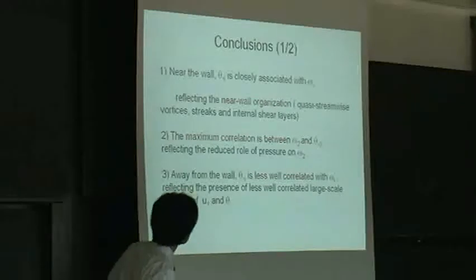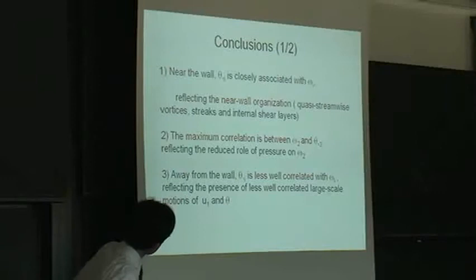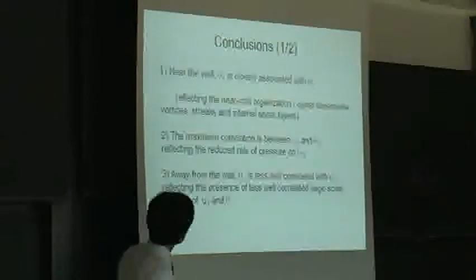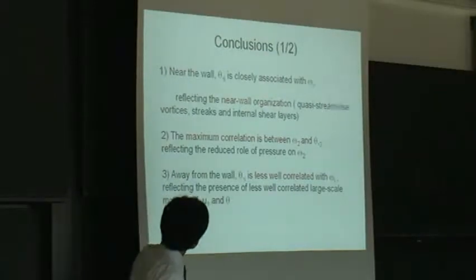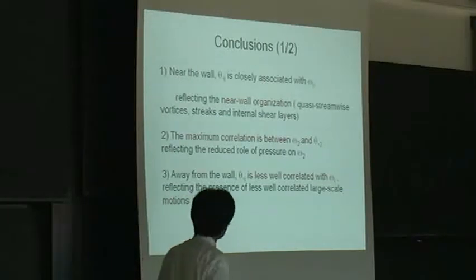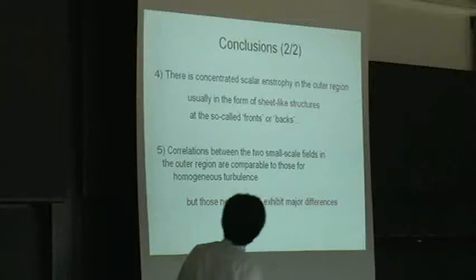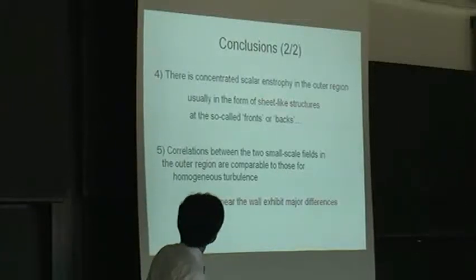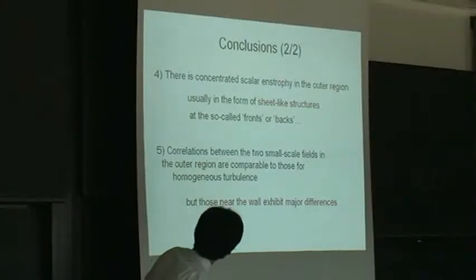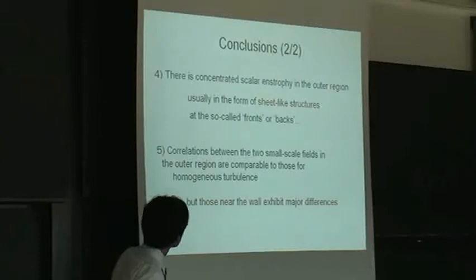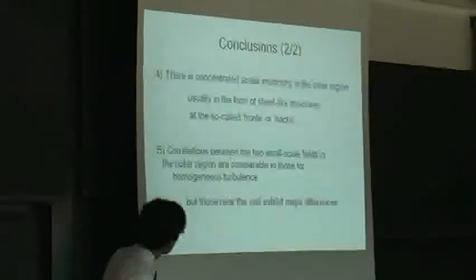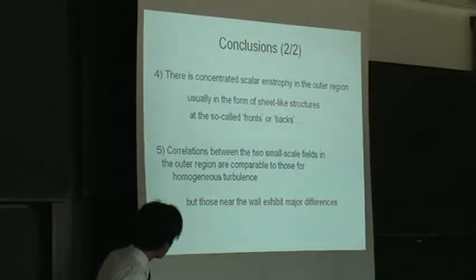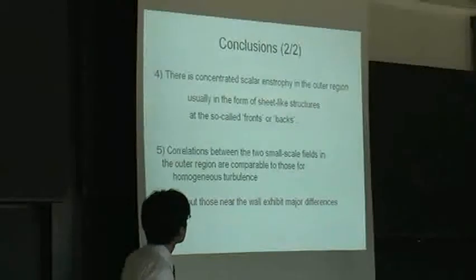However, away from the wall, this situation is changed, and the scalar derivative vector is less well correlated with the positive vector. Also, in the outer region, there is a concentrated scalar enthalpy, which is almost similar to the isotopic term structure. Finally, correlations between the 2 small scales in the outer regions are almost comparable to those for the isotopic balance, but those near the wall exhibit major differences.